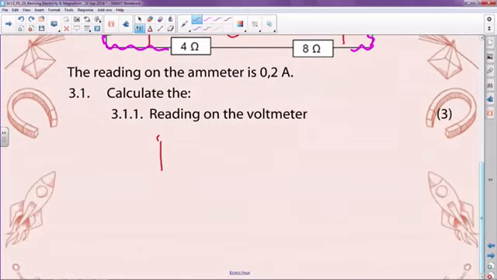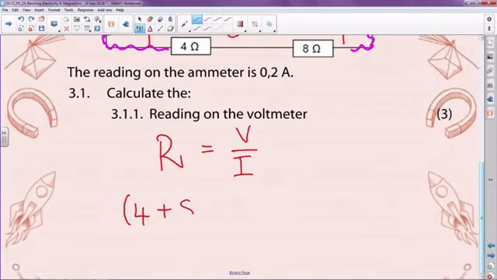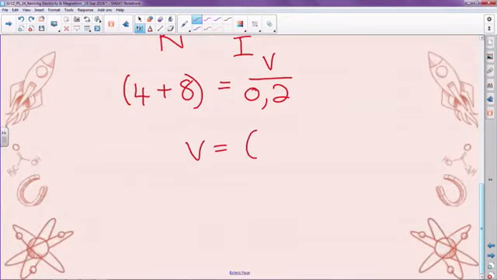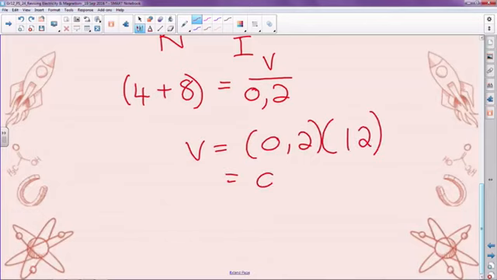So remember, R equals V over I. They're in series, so I can add them together. I want V. I is 0.2. So V becomes 0.2 times 12, and we get 2.4. You see, this is why you take out your calculators. I'm trying to save some time. 2.4 volts. Good.